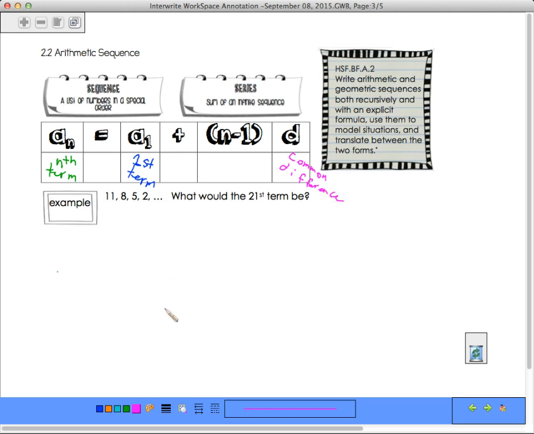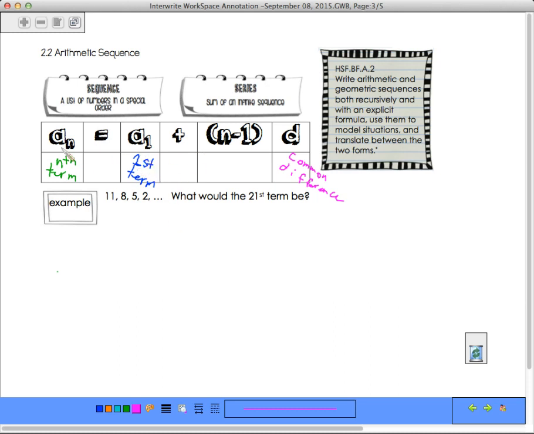Okay, so let's test it out. So in this sequence, I have 11, 8, 5, 2, and we could subtract and come up with the next term, and then the next one, and then the next one. However, if we want the 21st term, that's going to be exhausting to write 20 terms to get there. So we're going to use our formula.